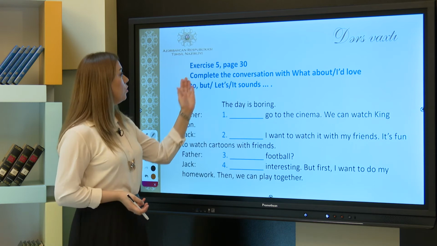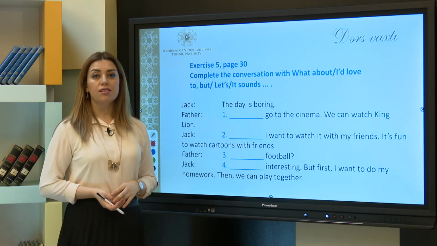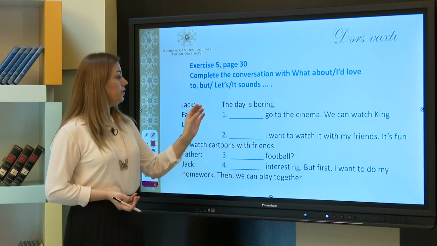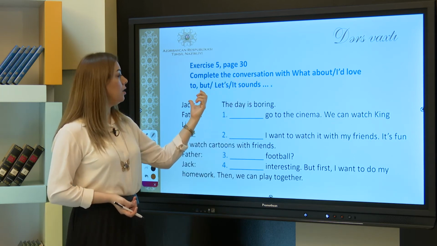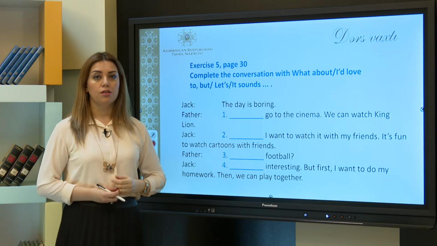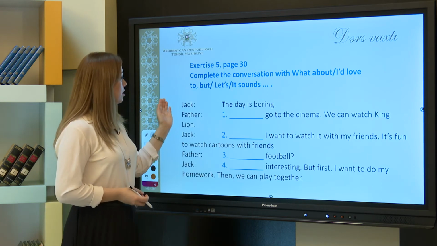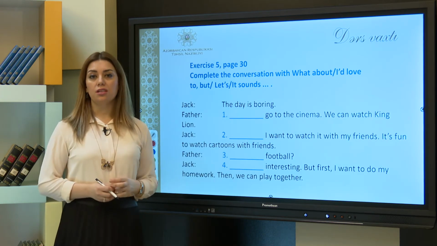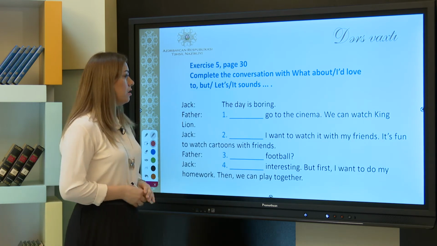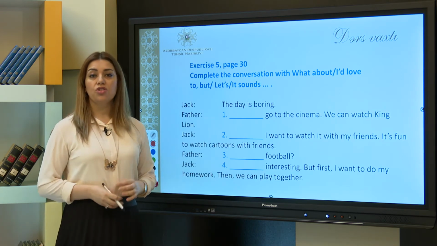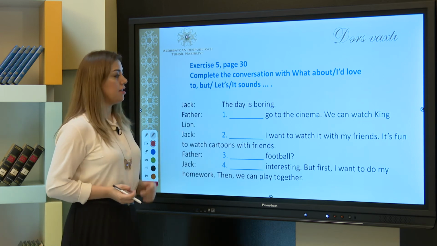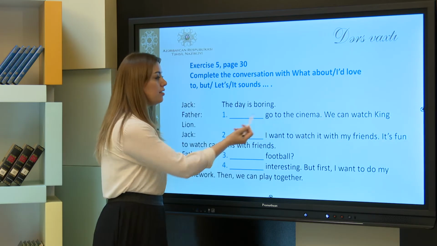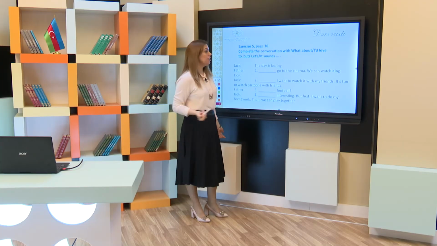In your books on page 30, there is exercise 5. You need to fill in the gaps with the given instructions with what about, I'd love to, but, let's, it sounds. Let's do it together. There is a conversation between Jack and his father. Jack says, "The day is boring." So Jack is bored. He is feeling bored. And his father says, "Go to the cinema." What can it be? Let's go.